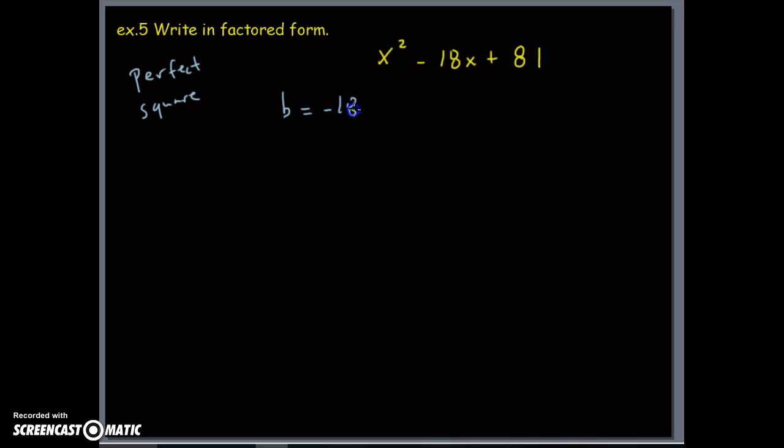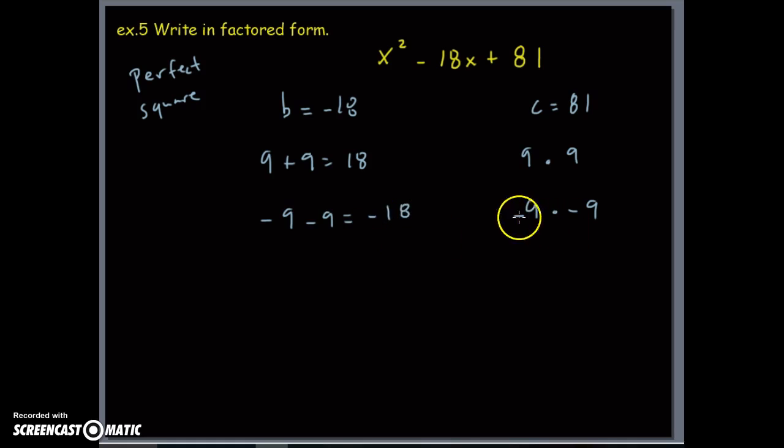So we know that b is negative 18, and we know that c is a positive 81. So numbers that multiply to give us a positive 81 are 9 and 9. But when we add up 9 plus 9, we get a positive 18. We need a negative 18, so let's go ahead and change the signs of both of them because we need it to multiply to a positive, so both of them have to be negative. Negative 9 times negative 9 is a positive 81. And when we add up negative 9 plus negative 9, or minus 9, we get a negative 18. So here is our combination.